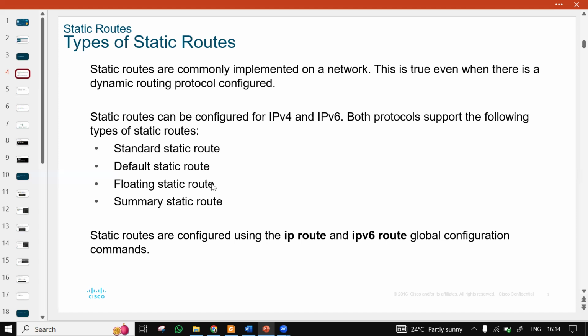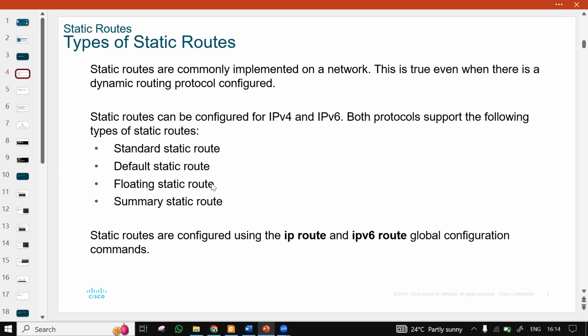We'll be looking at the first three. The standard is just a standard static route, which you are going to configure. The default, basically, is a route which is used when a data packet has no match in the network. When the router doesn't find a match for a specific data packet, then it is routed to a default static route. A floating static route is sort of a backup.